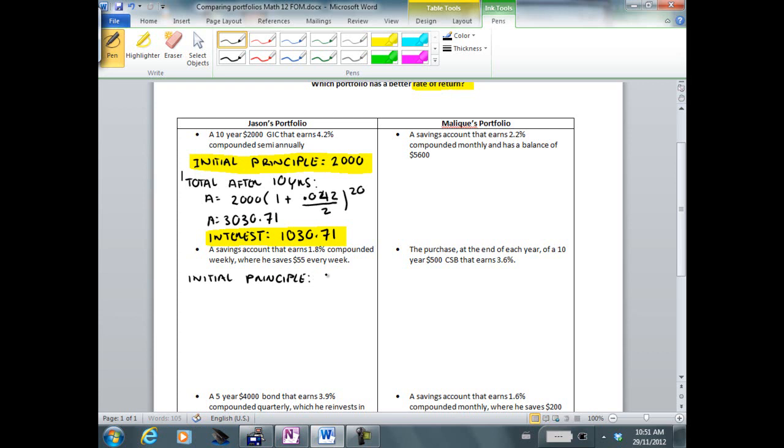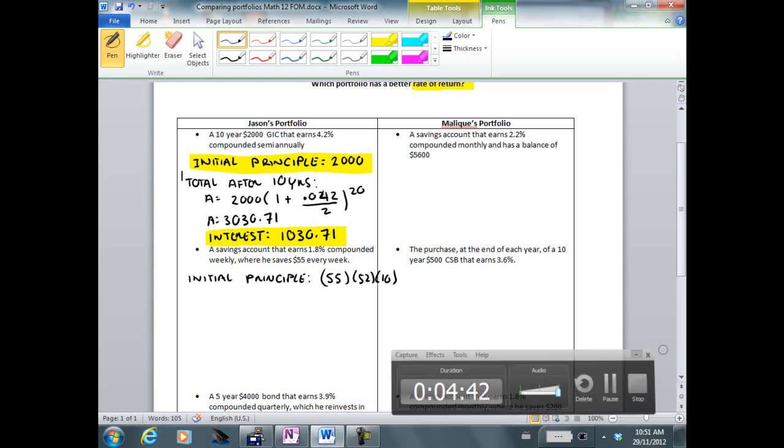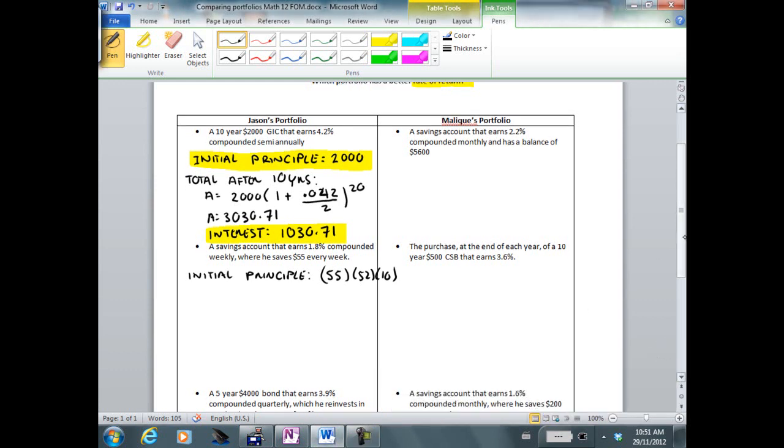Now, in total, for 10 years, how much did you put in total? 55 times 52 times 10. That is correct. It's for the whole year, right? Because I want the whole 10 years, yes. But number one, it says semi-annual. You do 2,000 times 2? No.